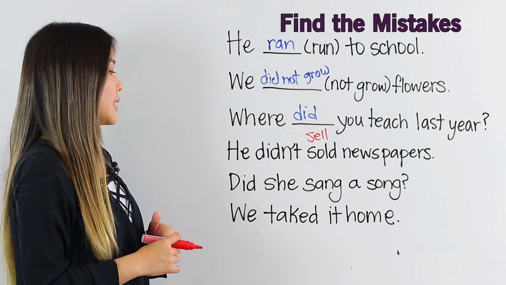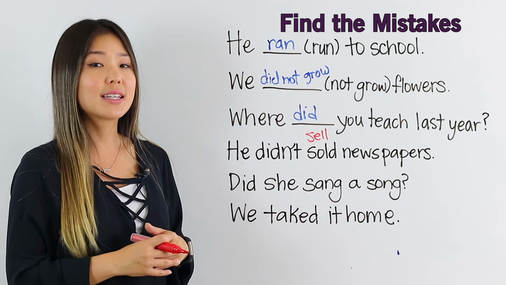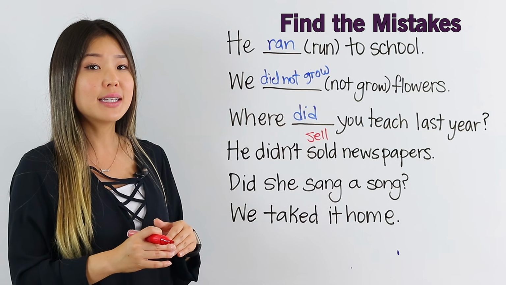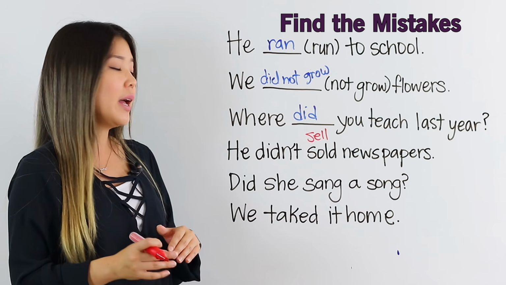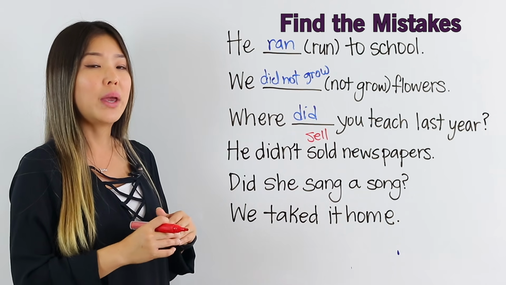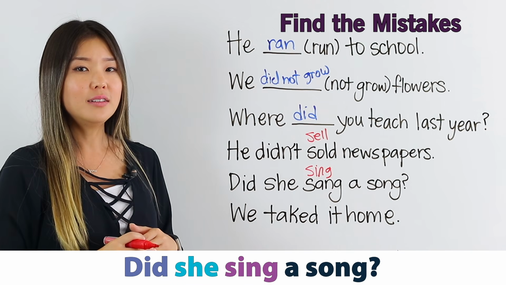The next sentence says, did she sing a song? You'll notice it's a similar problem here. Sang is the irregular past tense form of sing. But in a question, if it starts with did, we use the base form. Did she sing a song?